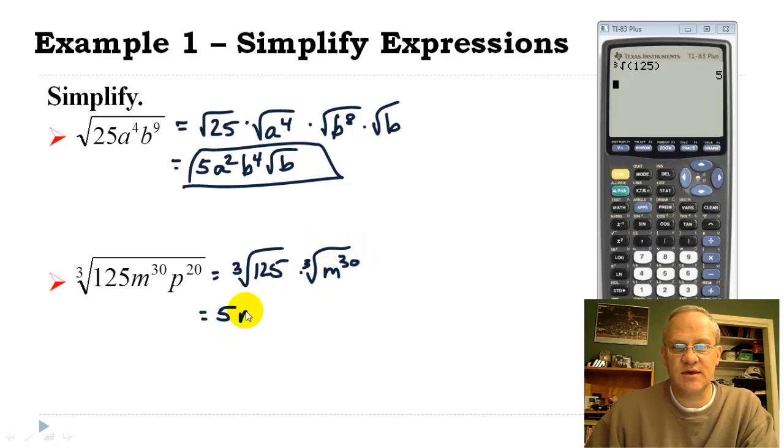30 divided by 3 is m to the 10th. Nice. What about the p? 20 divided by 3, that does not go evenly. So we're going to want to break this one down a little bit. So what can we break it down into?